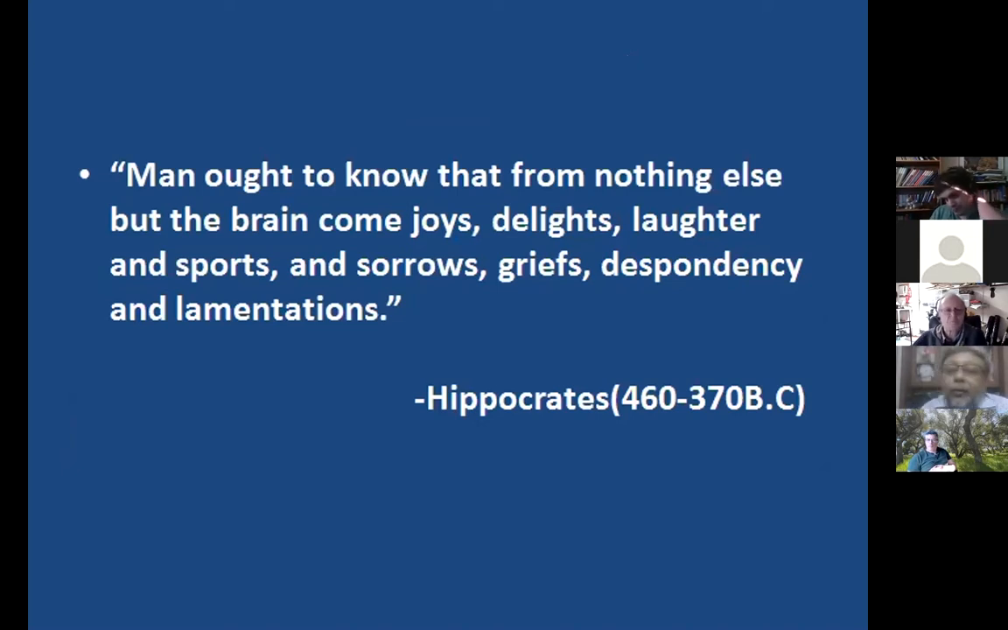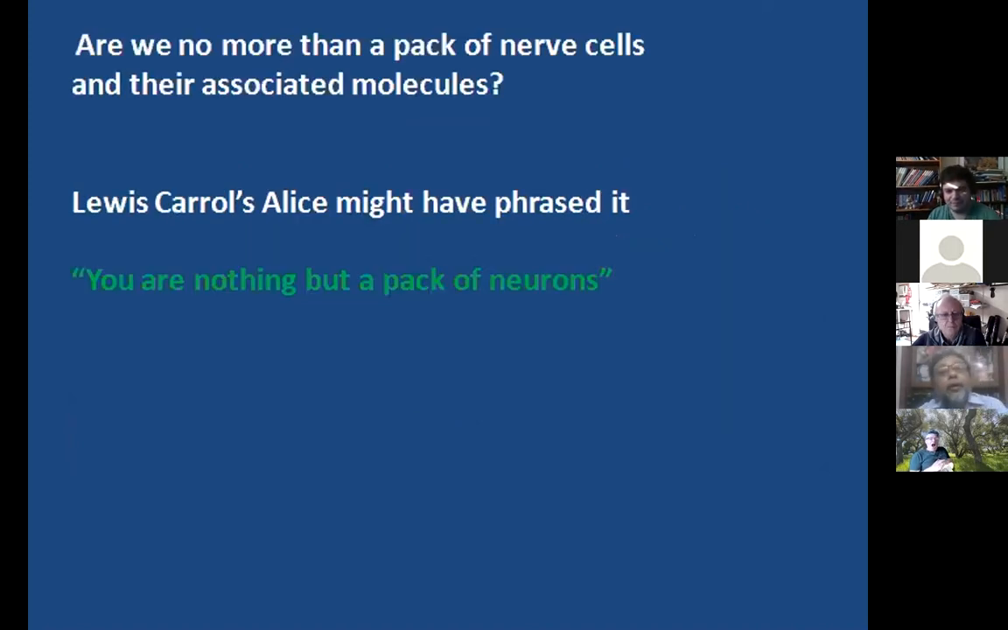Talking about the brain, it was 2,500 years back when Hippocrates knew that this is the one responsible for the joys, delights, all the emotions, and griefs and despondency and lamentation. Man ought to know that from nothing else but the brain comes joy, delights, laughter, and sports, and follows griefs, despondency, and lamentations. So we are made of these nerve cells and associated molecules. But what about that? As Lewis Carroll's Alice might have phrased it, we are nothing but a pack of neurons.